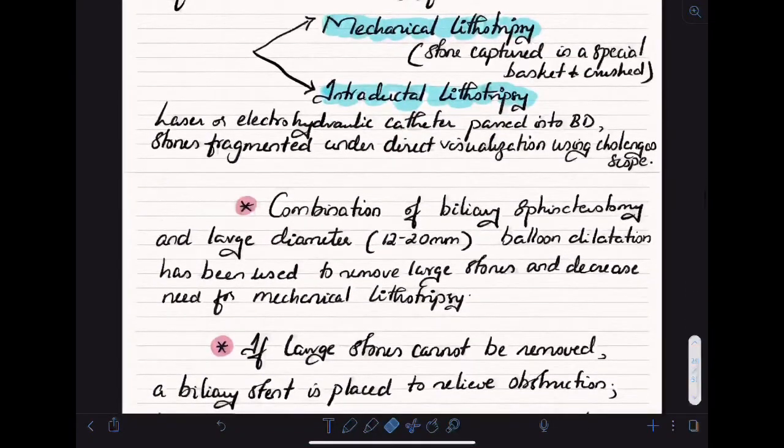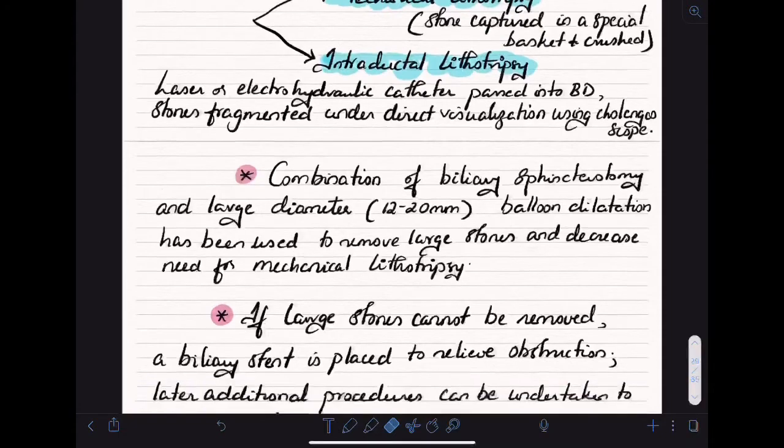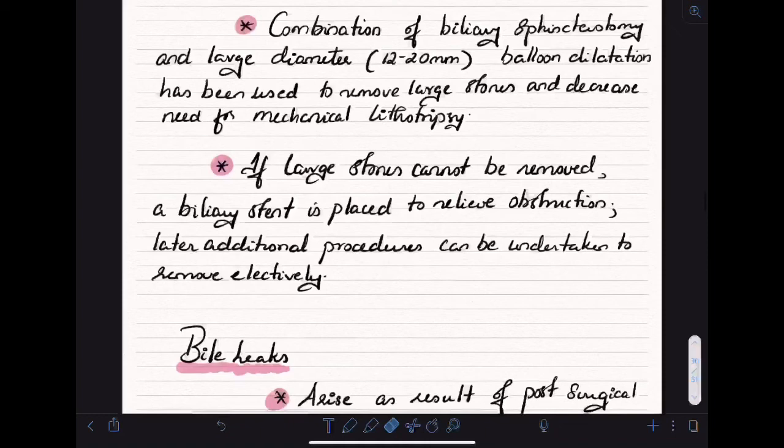The commonly used ones are mechanical lithotripsy, where the stone is captured in a special basket and crushed, and intraductal lithotripsy, where a laser or electrohydraulic catheter is passed into the biliary duct and stones are fragmented under direct visualization using a cholangioscope. A combination of biliary sphincterotomy and large diameter, that is 12 to 20 mm, balloon dilatation has been used to remove large stones and decrease the need for mechanical lithotripsy. If large stones cannot be removed, a biliary stent is placed to relieve the obstruction, and later additional procedures can be undertaken to remove them electively.